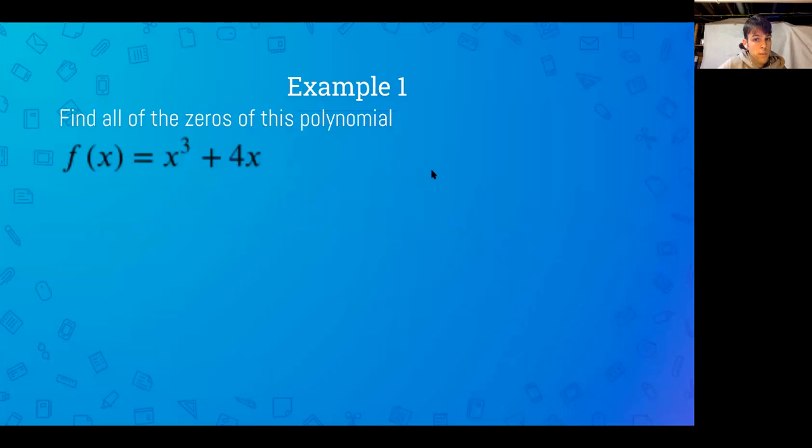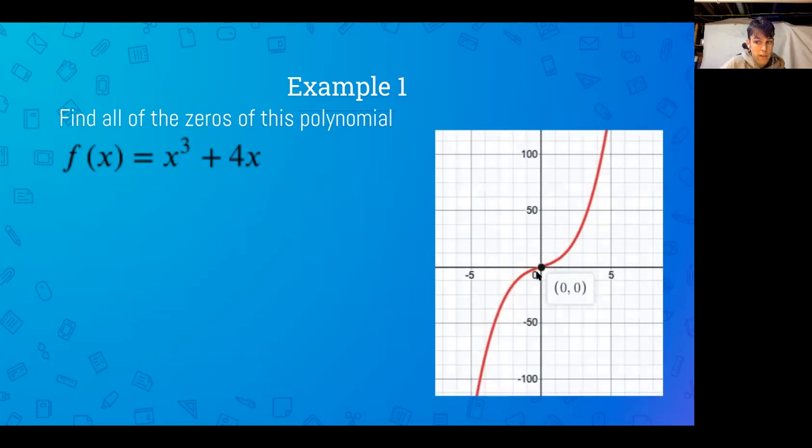Find all the zeros of this polynomial. So there's many ways that we could go about this. Sometimes our polynomial may be factorable. In this case, there is a little bit of factoring that we can do. We may need to take a look at the graph. So here's a graph of it. We can see one of our intercepts at 0, right? X equals 0 is one of our intercepts. So that's a real 0.